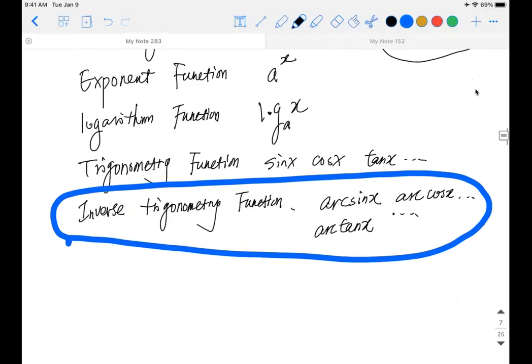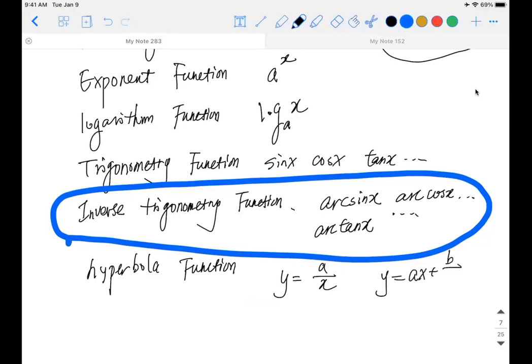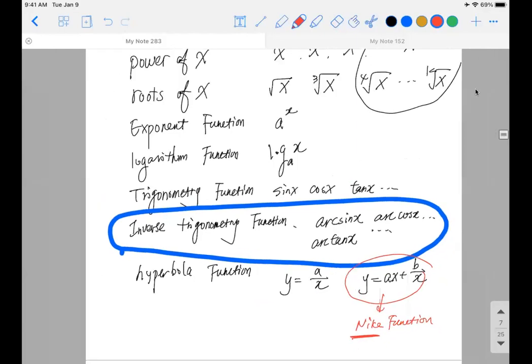And the last one is the hyperbola function. Hyperbola function is more like y equals a over x, right? We know this from day one. Or something more generic, y equals ax plus b over x. So this guy, we give a name. This is a Nike function, just like the brand Nike, because the shape of this graph is just like the Nike logo. So we give it a name, Nike function.